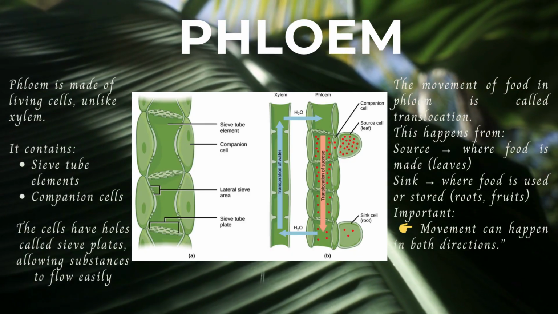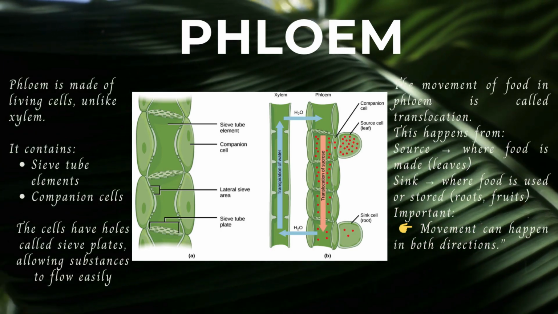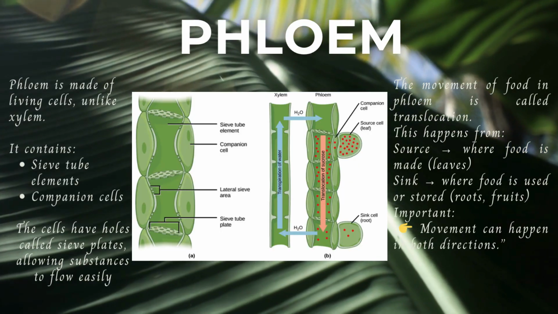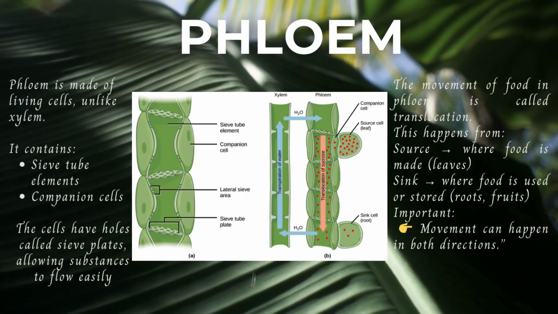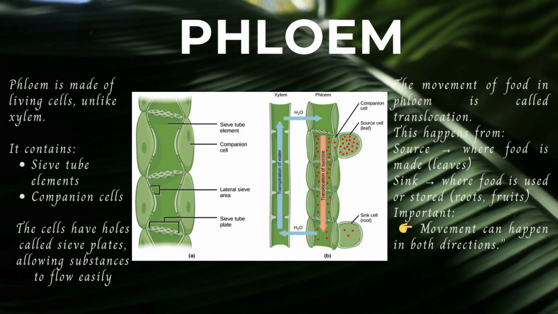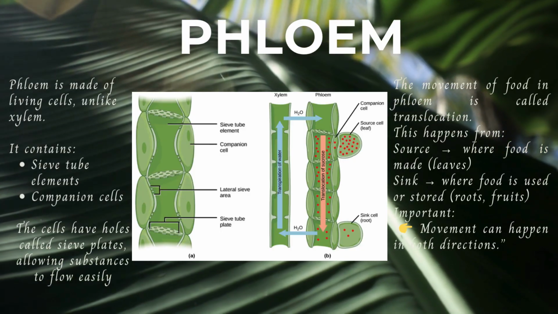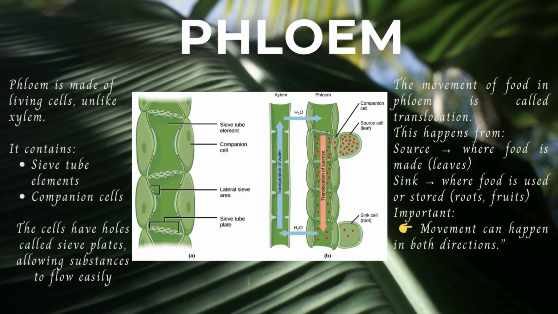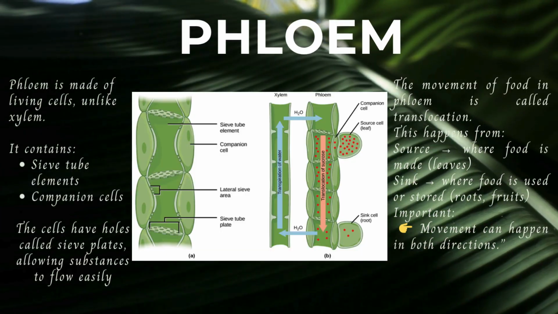By now we know that plants produce food by a process called photosynthesis, and that photosynthesis happens inside of the leaf. So source will usually be leaves. And sink is basically the part of the plant where food is either used or stored. This can be, for example, roots, fruits, or any growing tissues. So this is extremely important. One more time, phloem transport will basically happen from source to sink.